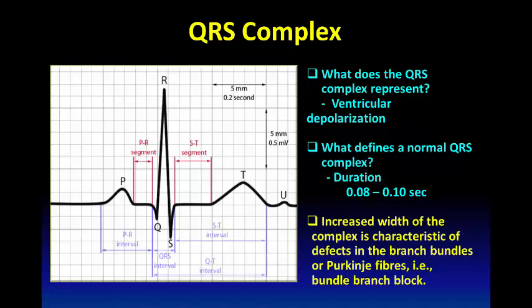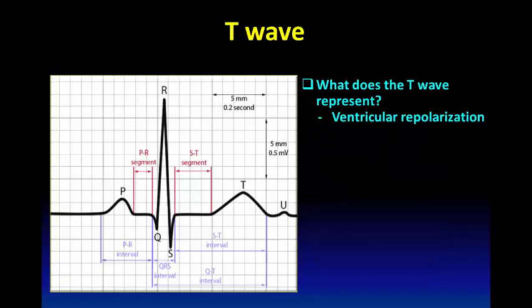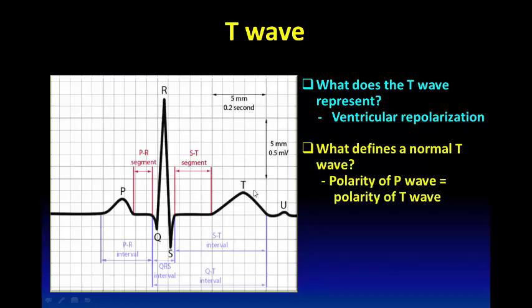Increased width of the QRS complex is characteristic of defects in the bundle branches or Purkinje fibers. If there is a block in the left bundle branch or in the right bundle branch, the ventricles would take longer to get depolarized, so we will have a longer duration of the QRS complex, and this is seen in the ECG as a wide QRS complex. The T wave represents ventricular repolarization, and a normal T wave has the same polarity as the P wave.